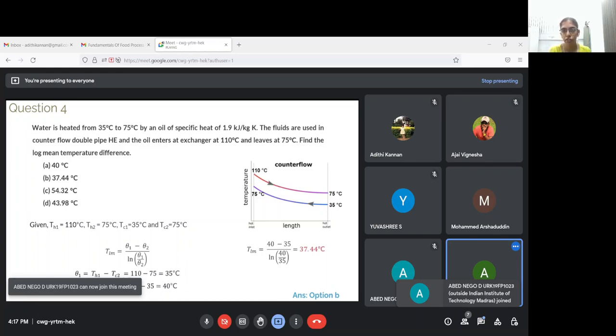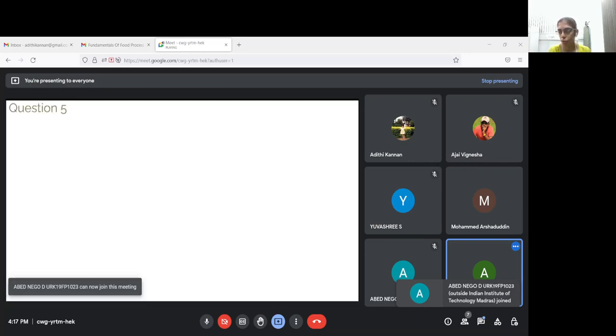So moving on to question 5. I hope you understand how to draw a temperature profile of a counter flow and a parallel flow. So this will be important in identifying the LMTD, or else it will get a bit difficult.